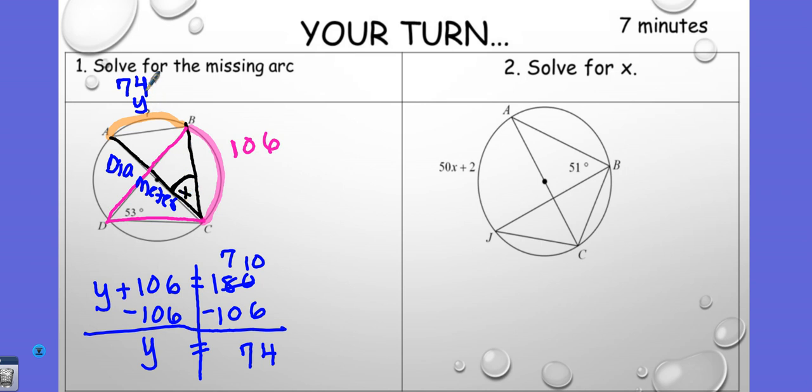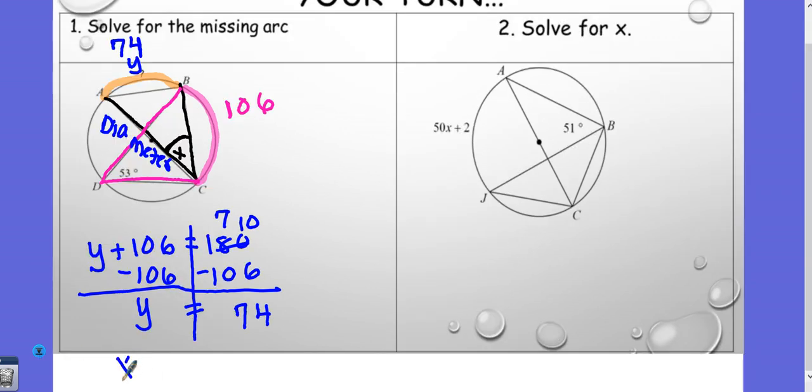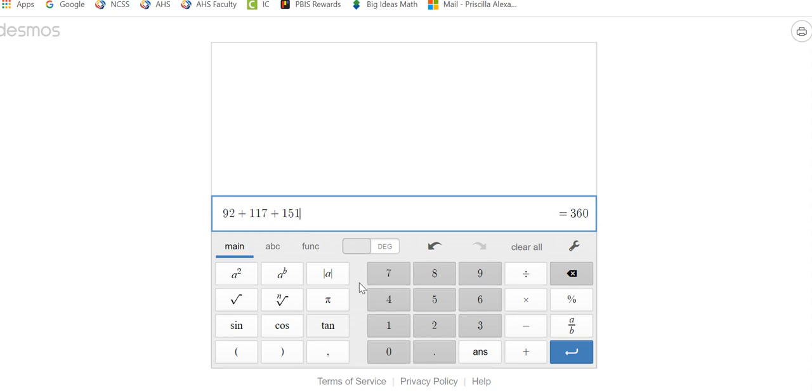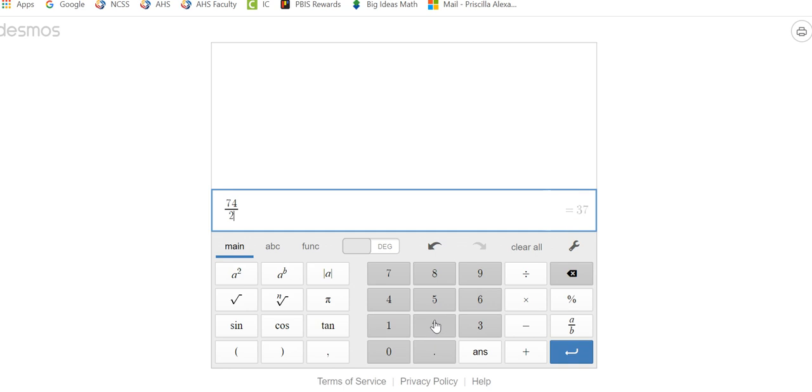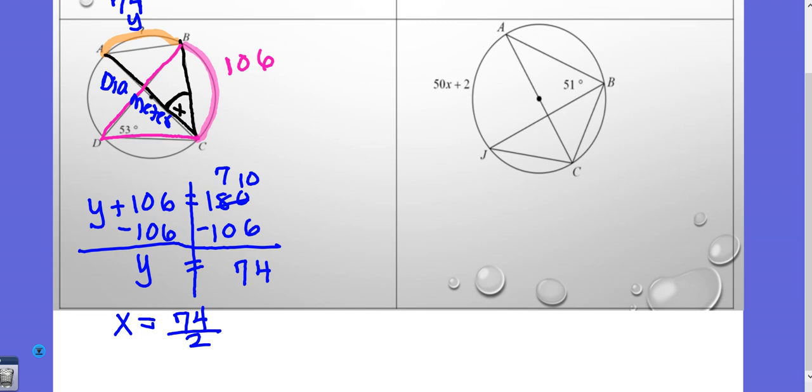So if this is 74, then to find this angle right here, that's an inscribed angle. So what I'm going to do is take half of this, because I know that I need to double this to get this out here. So if I know this, I want to take half of this number to get this down here. So we're going to say that X should equal 74 divided by 2. And I'm going to go grab my Desmos calculator. 74, or you can do your mental math, divided by 2 is 37. And we got that X equals 37. So we found the missing part.